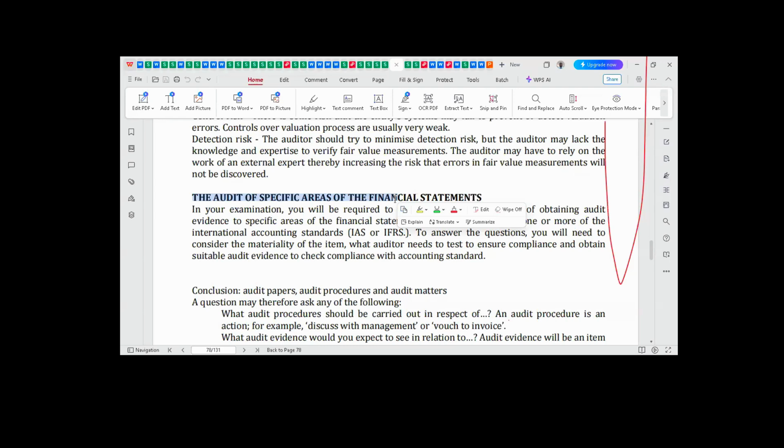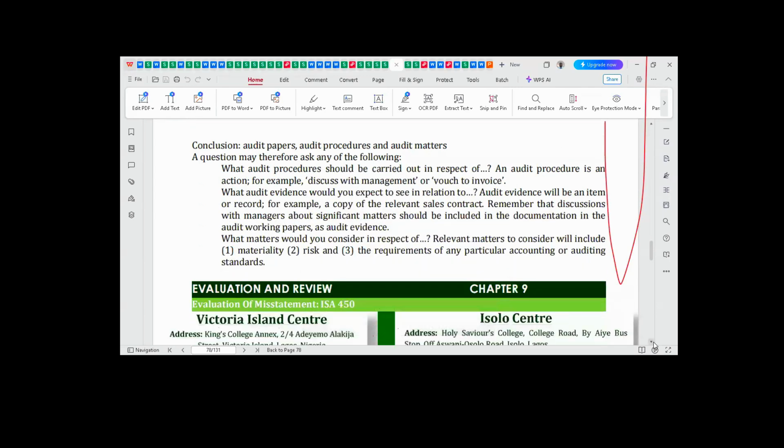So for those that have done CR, those that are doing CR, what you need to do is just to look at those standards and see how the management have applied those standards while preparing the financial statements. Okay, so that is what it is about. The essence is for you to test the compliance of those standards during the preparation of the financial statements. Okay, so with that, we draw the curtain on chapter 8, audit evidence.